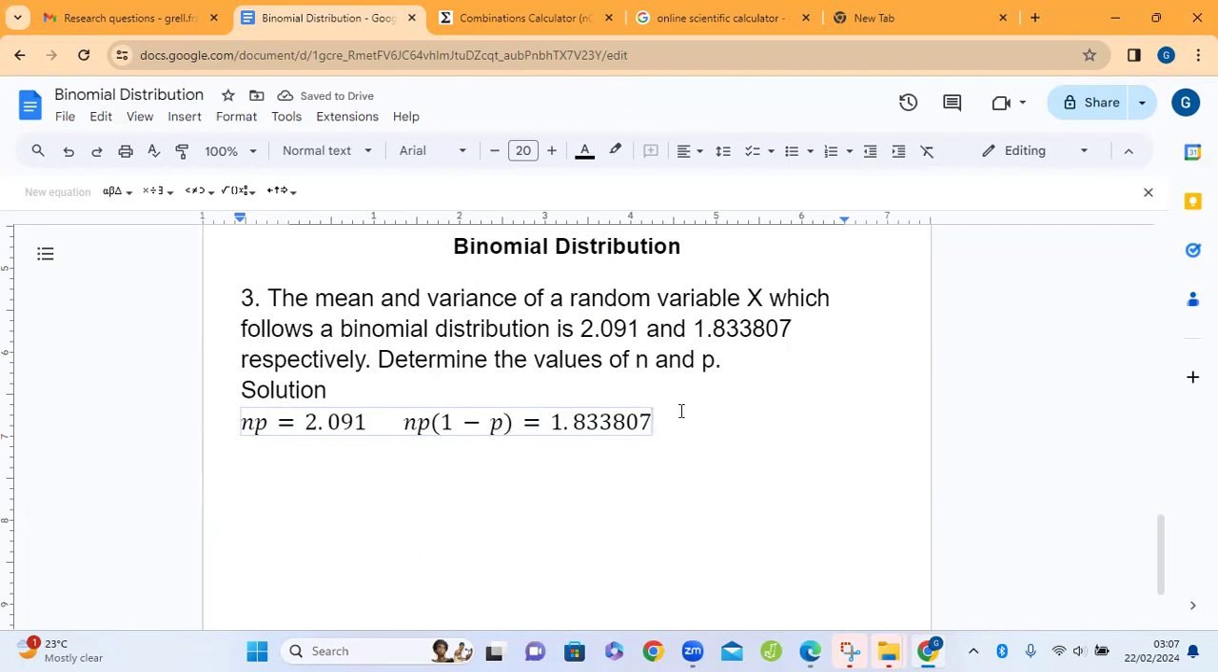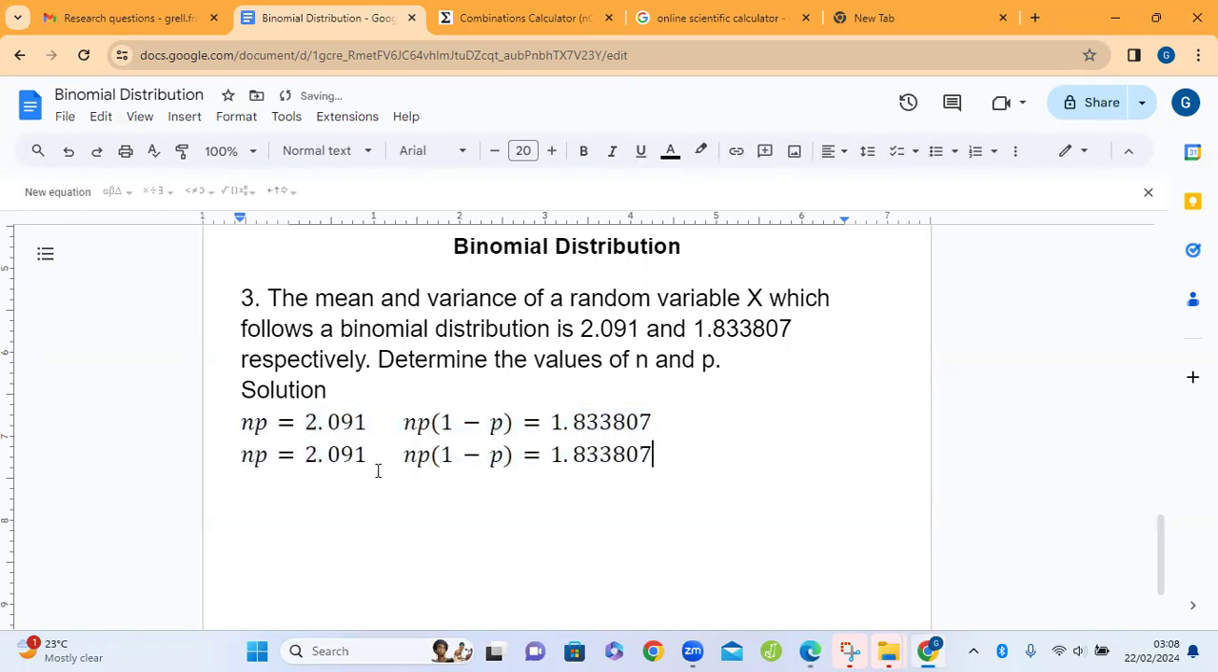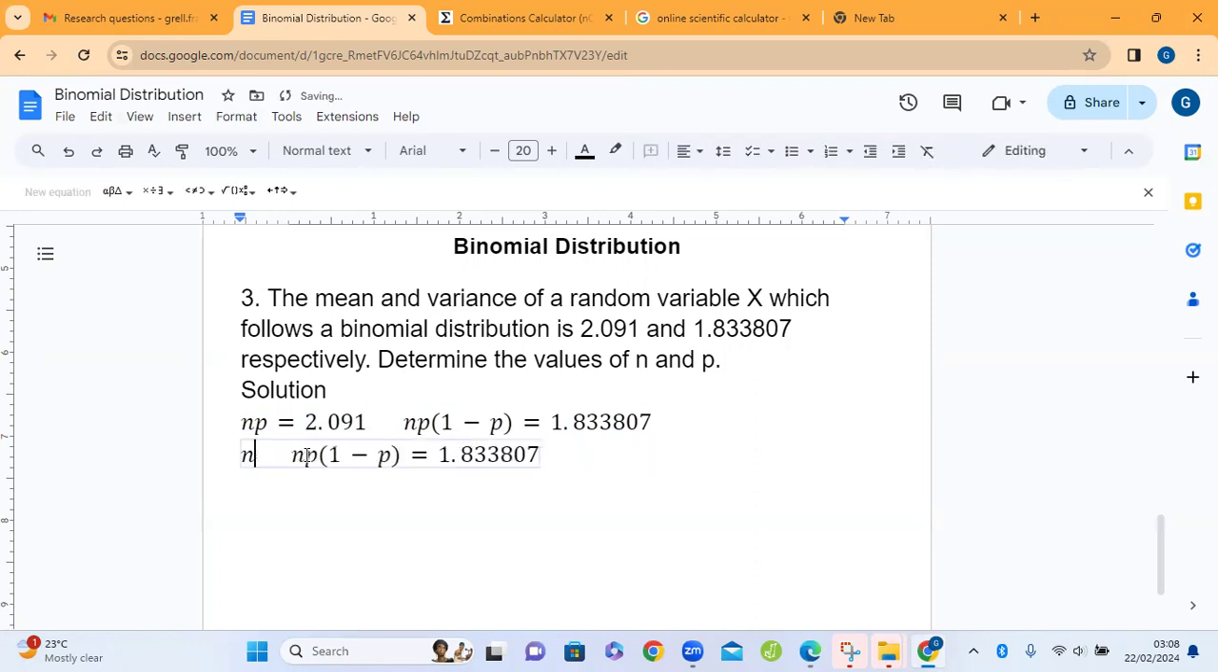So now we can do a substitution of 2.091 in the place of np in the variance formula. Here we want to substitute np with 2.091. So now we've got one formula with p alone in it, so that will allow us to solve for p.